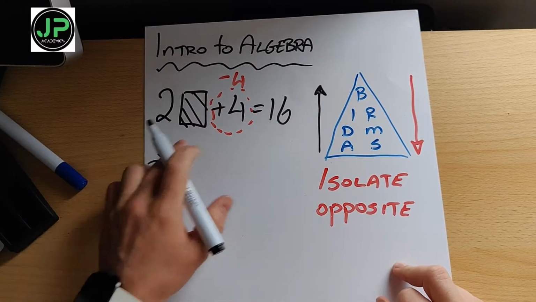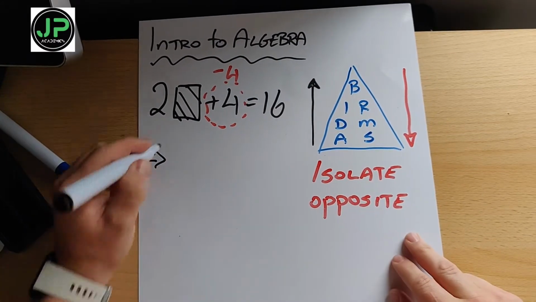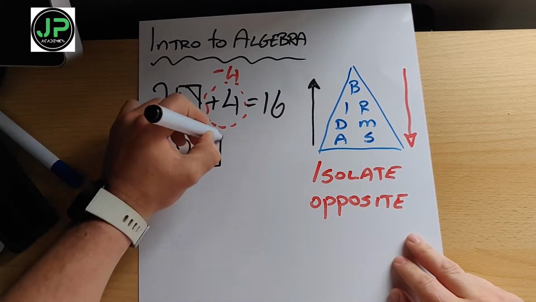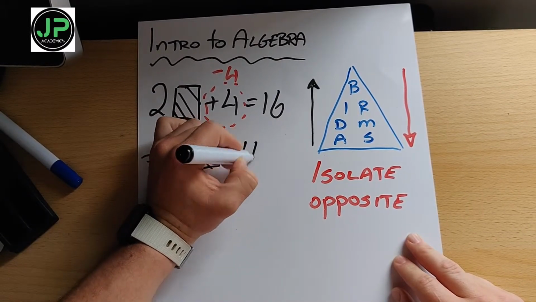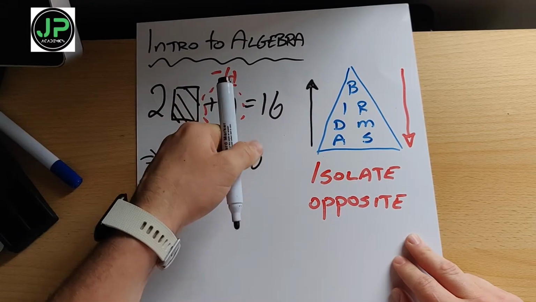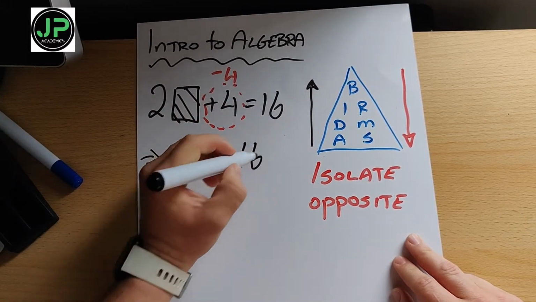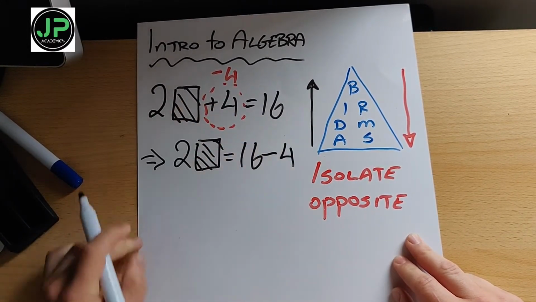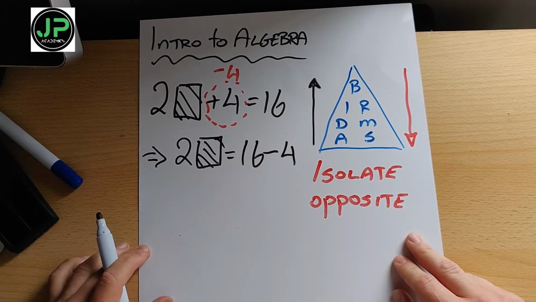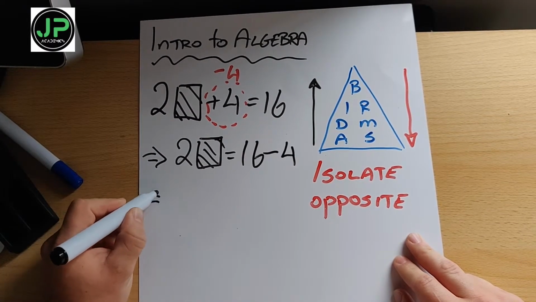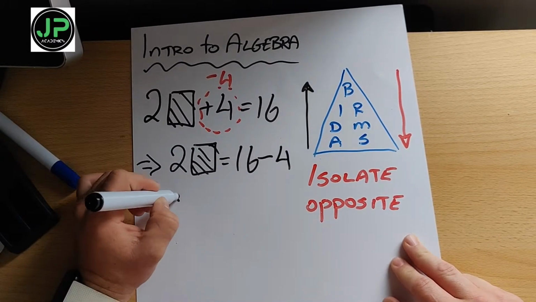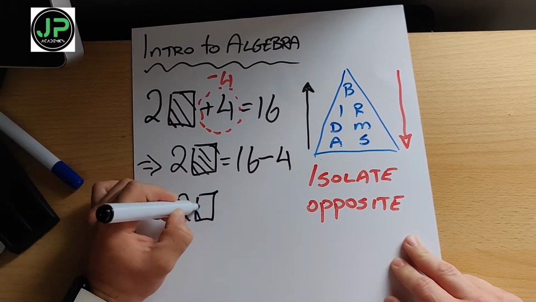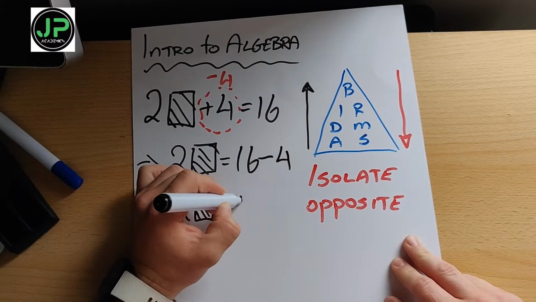So in the next line, we haven't touched the blue or the black box, so we carry on. Two black boxes equals 16. That minus 4 comes across to here. Now the next line, can we simplify this just to make it a bit easier? So 2 times the black box equals 12.